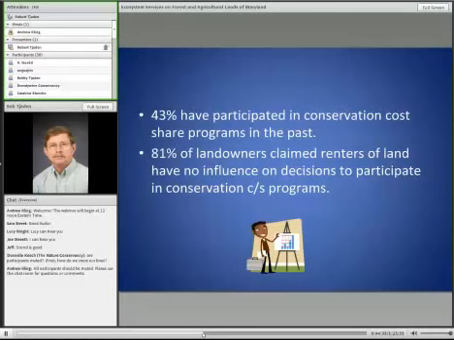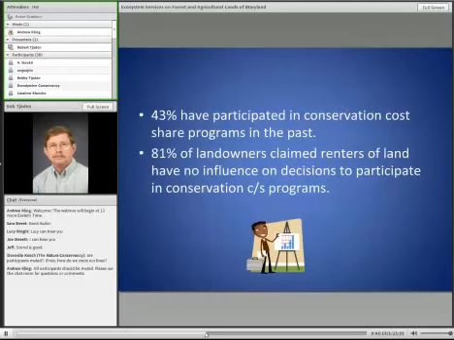81% of our landowners claimed renters of their land had no influence on the decisions that they made to participate in conservation cost share programs. One of our questions was, do you rent land? Do you lease the land to others? And if they do, who makes the decisions? Because we wanted to make sure we had the right people. So here, those that responded, 81% of them said the renters who they rent to don't influence them as far as conservation program participation.